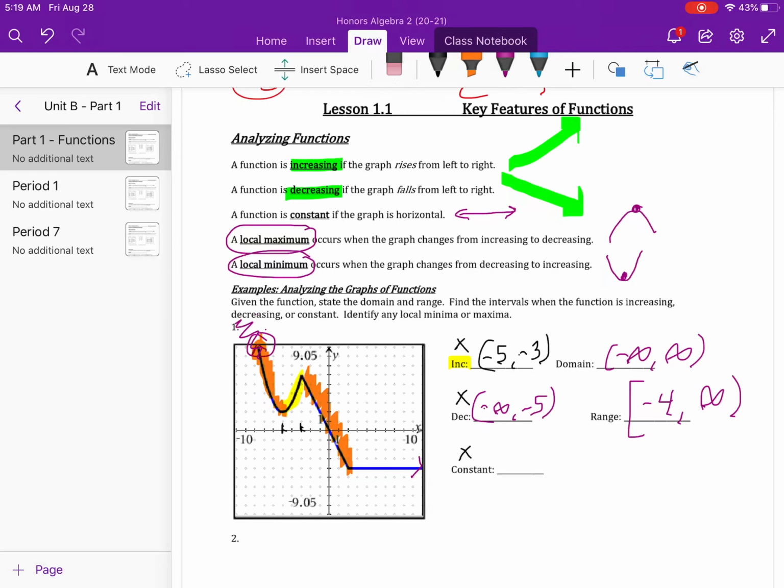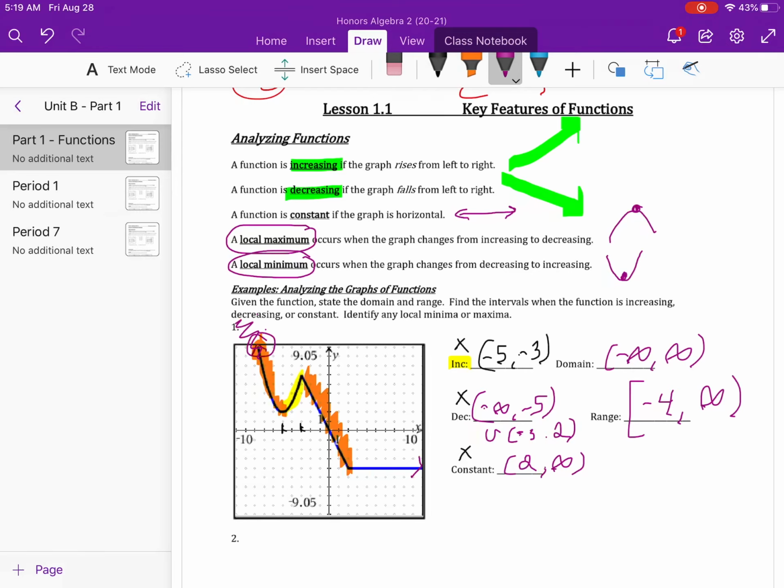But then again, that's a bad U. Don't draw your U's like that. But then it's doing it again from negative 3 until positive 2. Right? And remember, we're just talking about the x values. These are not points. And then it's constant from positive 2 until infinity again.